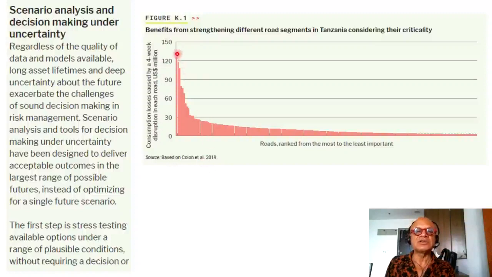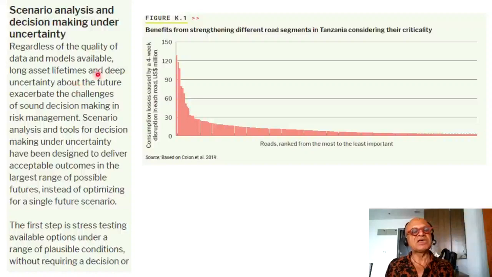So you can see this number here, roads ranked from the most to the least important. Most important has consumption losses caused by the 4-week disruption at almost 125 million dollars, and then drops off to the tail here to just about a couple of $1 million. So this analysis, if reliable, can obviously provide a way to prioritize funding to recover from a perturbation. So in that sense, the resilience of the road is higher.